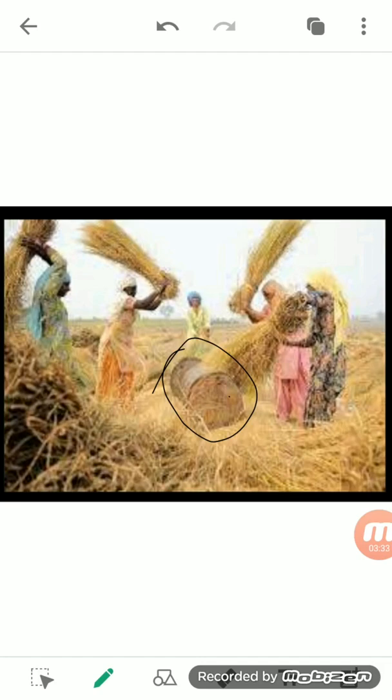So threshing is done by three methods. The first one is manually. The second one is by crushing the harvested stalk using bullocks. And the third one is by using the thresher, or with the help of a machine like the combine harvester. So this is the second method.